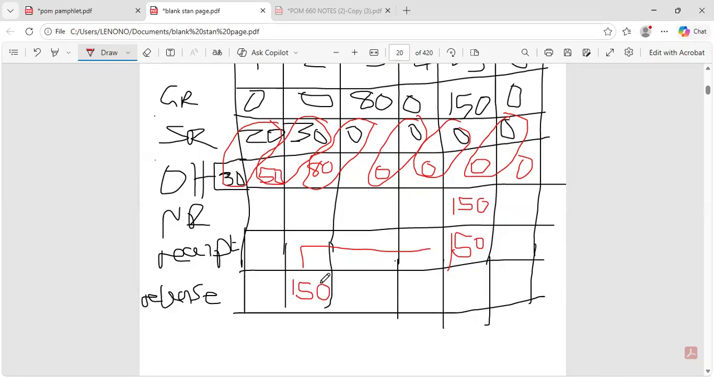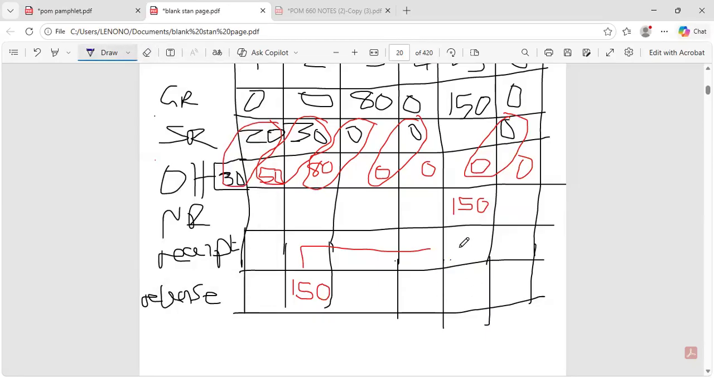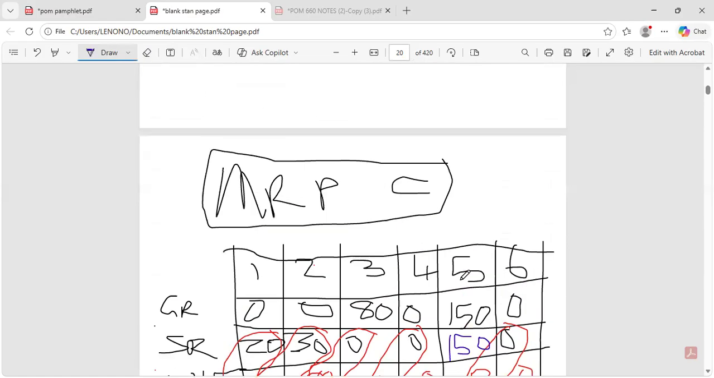Okay, so this is the MRP for C. So you can take this, remove this 150 here, and bring it up on this one. So the 150 comes on this one. Is that okay? Is that clear now? Yes, sir. Clear on my end.